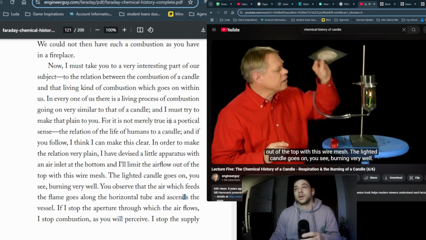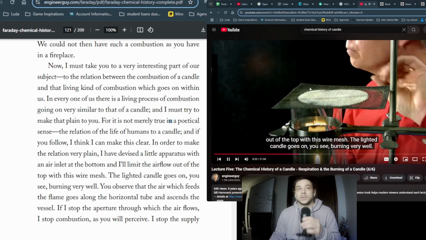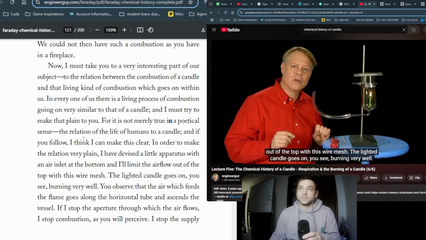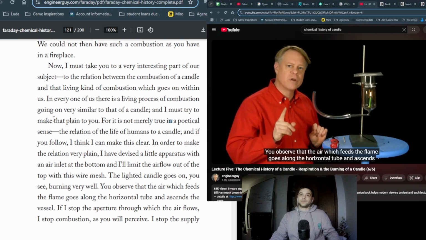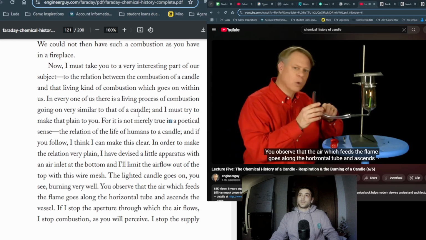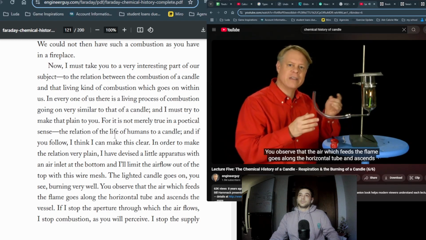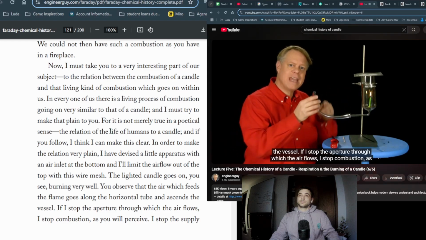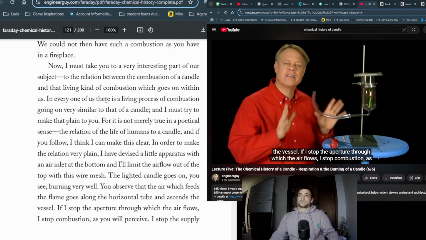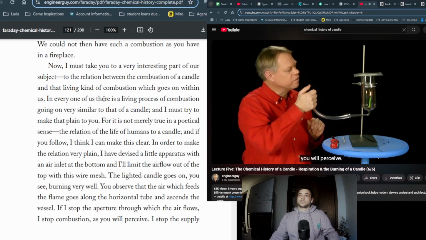The airflow out of the top with this wire mesh. The lighted candle goes on, you see, burning very well. You observe that the air which feeds the flame goes along the horizontal tube and ascends the vessel. If I stop the aperture through which the air flows, I stop combustion, as you will perceive.